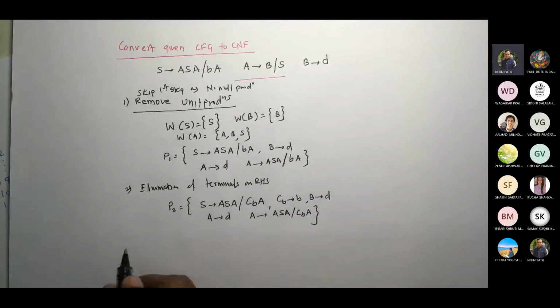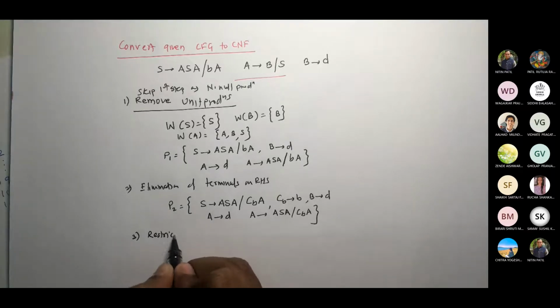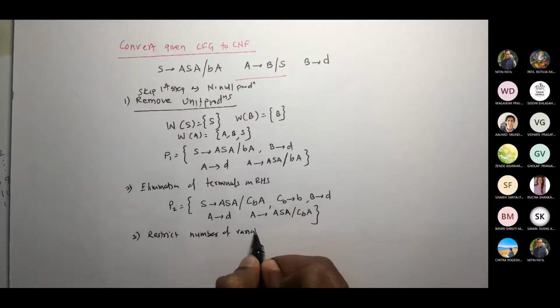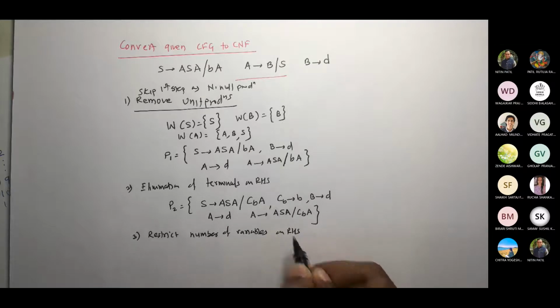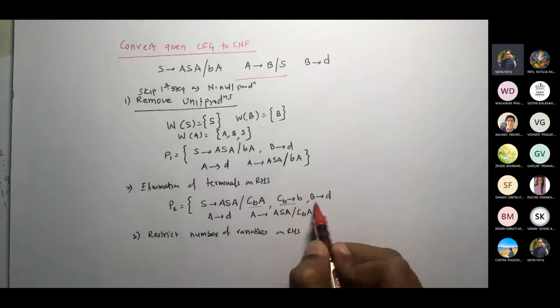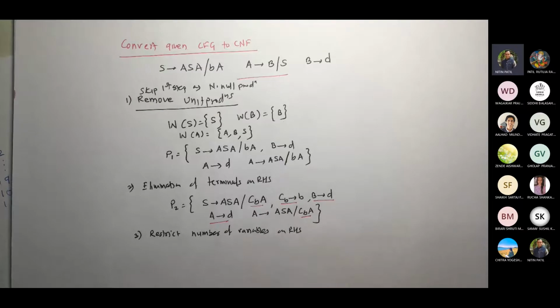Correct? Now, step number 3. Restrict the number of variables on RHS. Correct? What to do? So which are now the productions which are having 2 variables only or a terminal? See, this one is in required form, required form, required form, required form, required form. These are the only 2 which are not in required form. Fine.